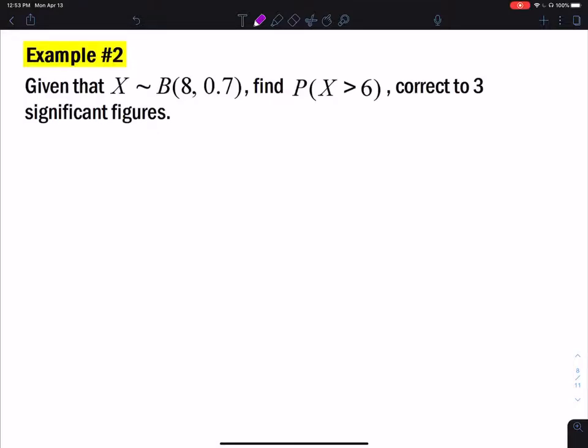Hey guys, so this is your second example for 7.1. And in this example, they give you the notation for a binomial distribution. So it's really important, like I talked about in example 1, that you understand how to set this up and how to read it when it's provided like this. So they're telling us that we have this binomial distribution. They give us n, and they also give us our probability of success.